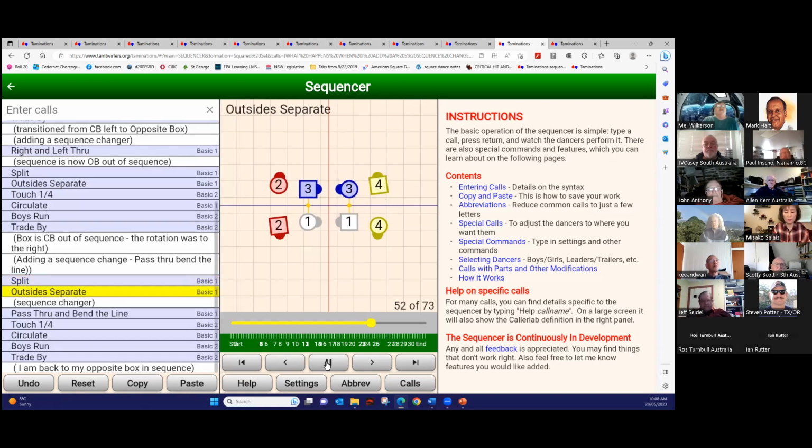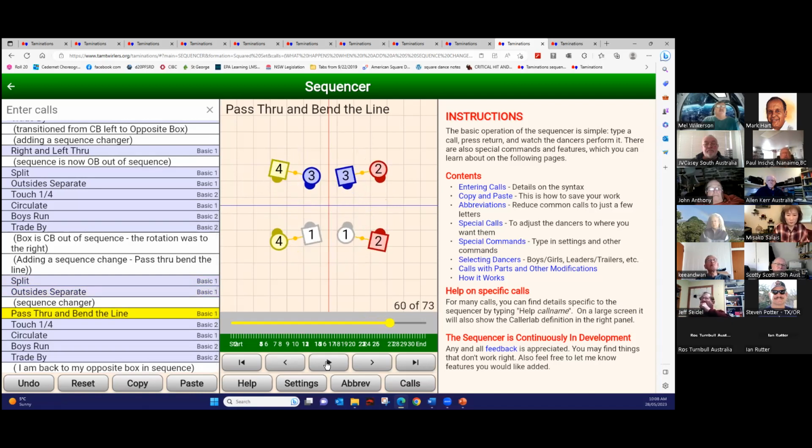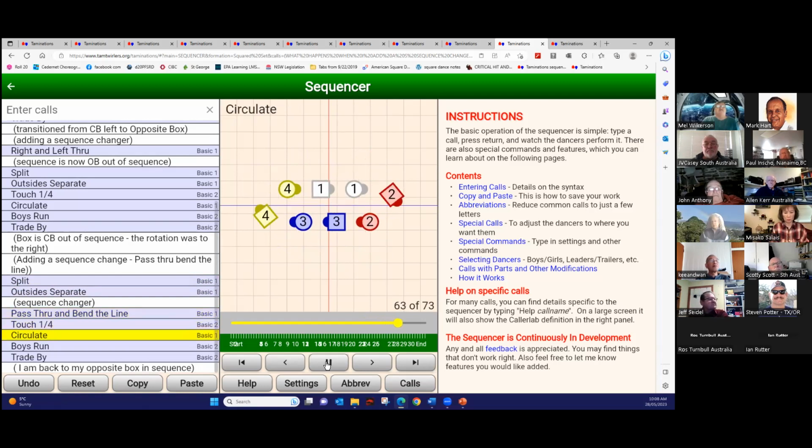Okay. So there's my separated round one. There's my sequence changer, pass through, bend the line. I'm now going to finish my rotation sequence. Touch a quarter, circulate, boys run, trade by. Again, instead of going left, it's taken me right.